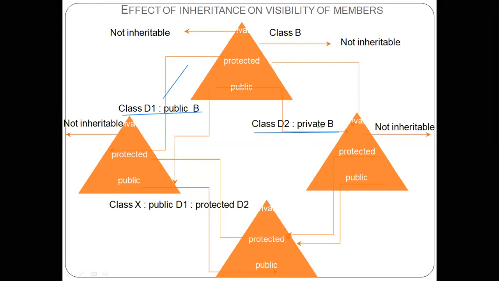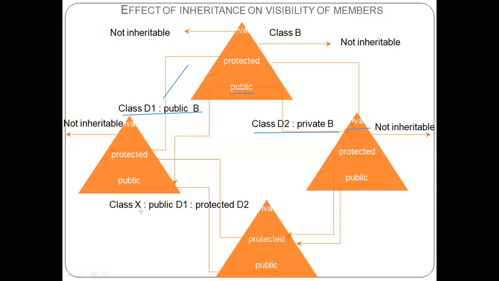Now look at the right hand side: class D2, scope resolution operator, and private B. What will happen? Whatever data is available inside the public scope is available inside the private scope. Yes, we have executed both these tasks, with respect to the public base class and with respect to the private base class.